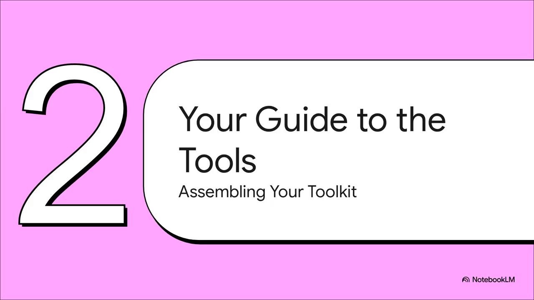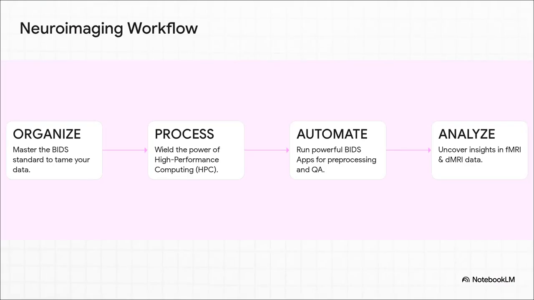Okay, so we've laid out the challenge. Now let's get to the good stuff, the solution. This next part is all about the tools and the workflow you're going to master. Basically, we're building your professional toolkit for a career in modern neuroscience. Now, the course syllabus has about 10 different topics, but it really all boils down to this super elegant 4-step workflow. First, you organize all that messy raw data using the BIDS standard we just talked about.